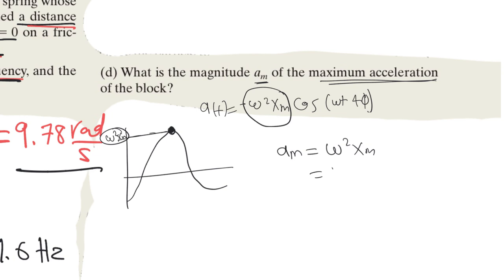The omega is 9.78 squared multiplied by xm, which is 0.11. Then we will get 11 meters per second squared. So this is the maximum acceleration.